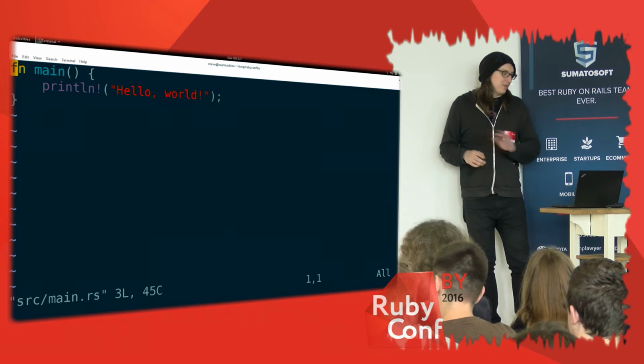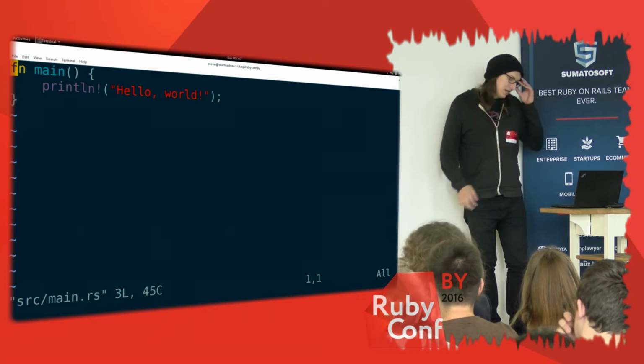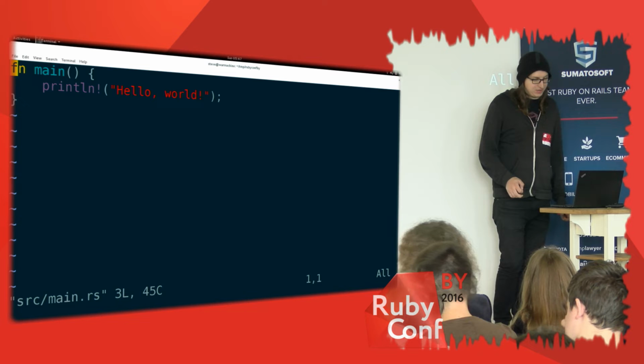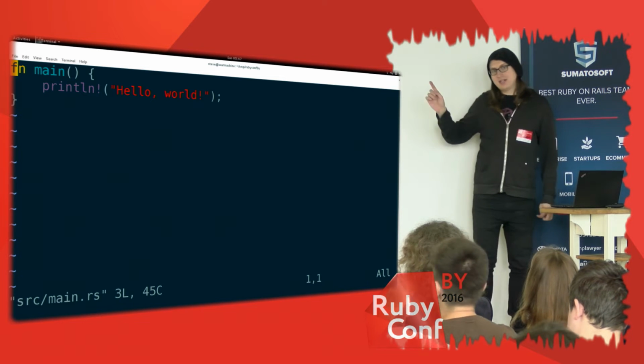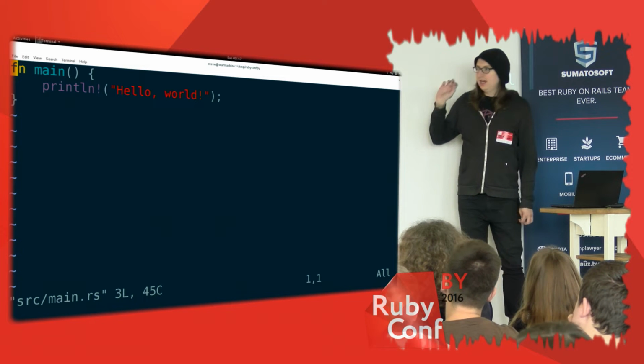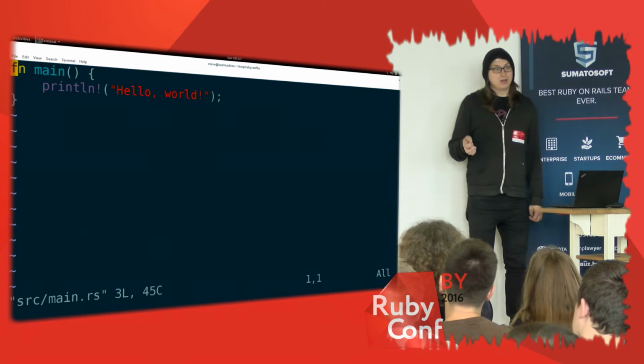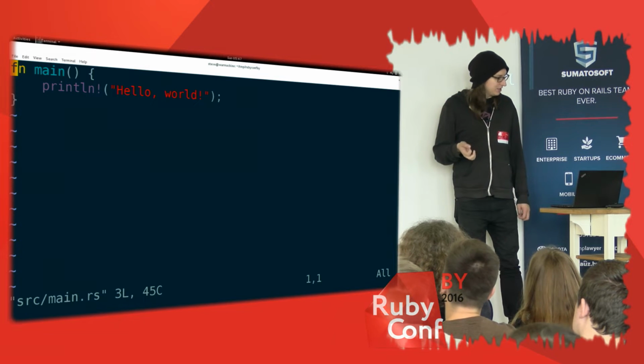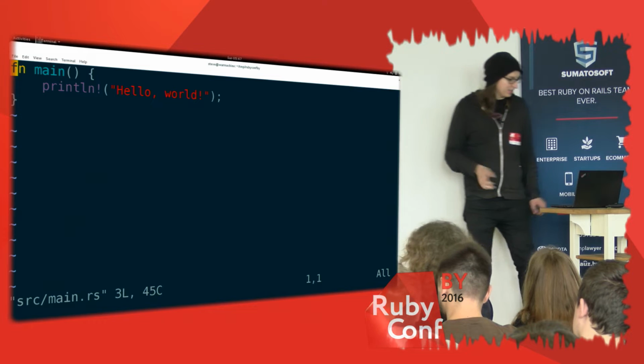And then finally, println hello world is basically the same as puts. One thing that's very different between Ruby and Rust, though, is the bang. So the bang does not mean dangerous like it means in Ruby. In this case, it means we're calling a macro. So Rust has a macro system that lets you do all kinds of interesting things.